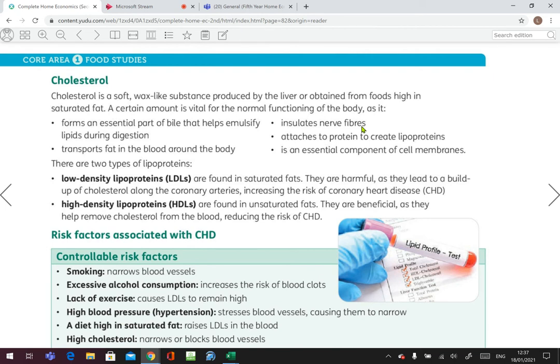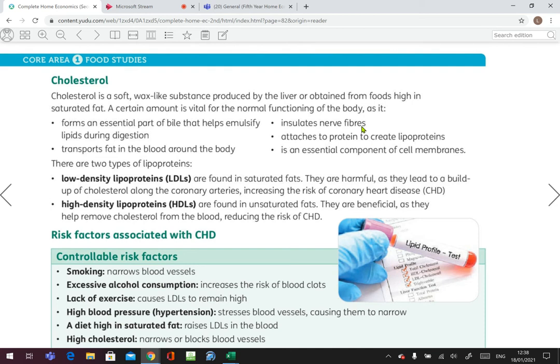It attaches to protein and creates lipoproteins. We spoke about those conjugated proteins way back when we were doing our protein section. It's a protein connected to a non-protein part. So cholesterol connects to proteins in our blood and creates lipoproteins. And finally, we have trillions of cells in our body, and every single one of them needs cholesterol to make the cell membrane. So we need it for that too. Cholesterol is very important. As I said, it's only when it reaches high levels that it becomes an issue for us.